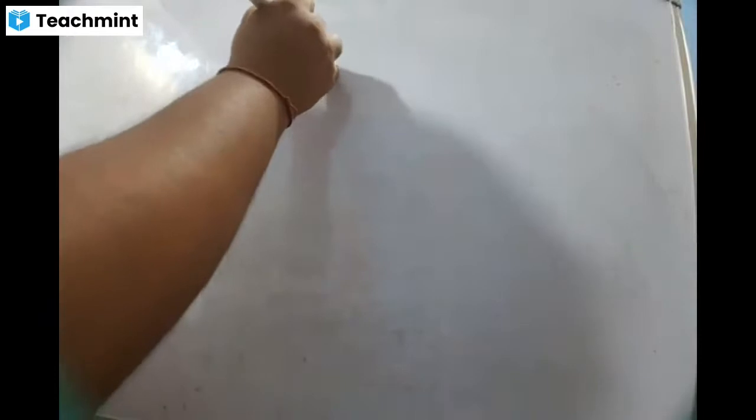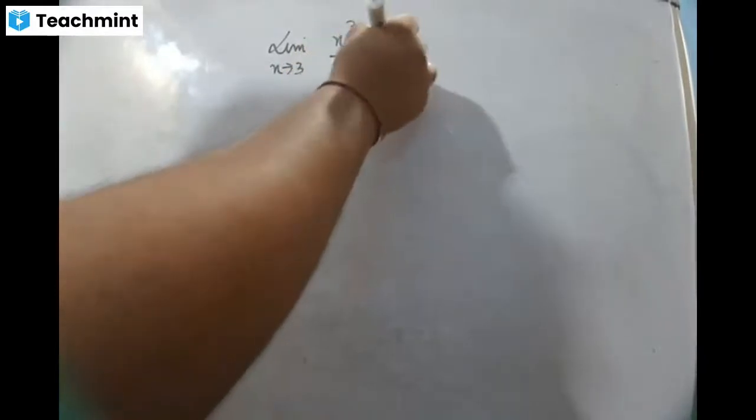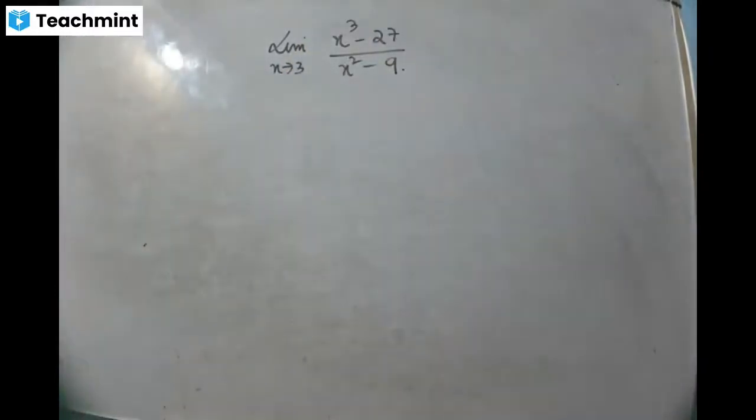Okay. I remembered one question, but I don't exactly know which question that is. But I'll just give you the question, okay? So see, limit x tends to 3, x cubed minus 27 divided by x square minus 9. So this was the question. Now, could you please help me out with this particular question? You are going to try to solve this question.